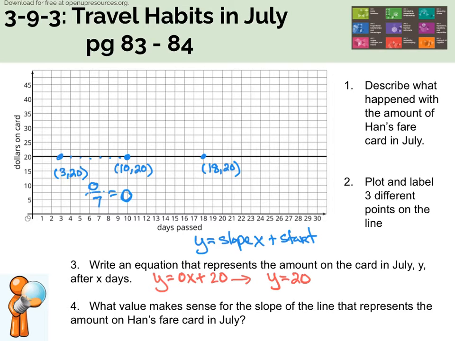So let's answer number 4. What value makes sense for the slope of the line that represents the amount on Hans' fare card in July? Go ahead and pause and answer that question. All right, so what's going on as far as the slope? Well, the amount of money on his fare card has not changed. So $0 was taken off of his card per day. Nothing changed, and that's why we have the equation y equals 20, because nothing changed on this card as far as the amount of money that is there.